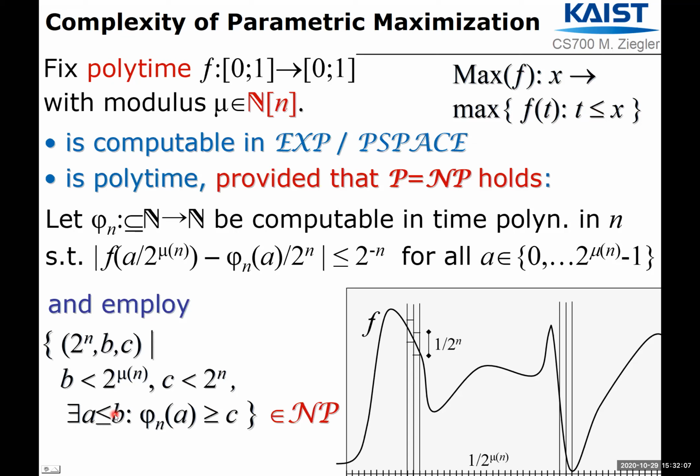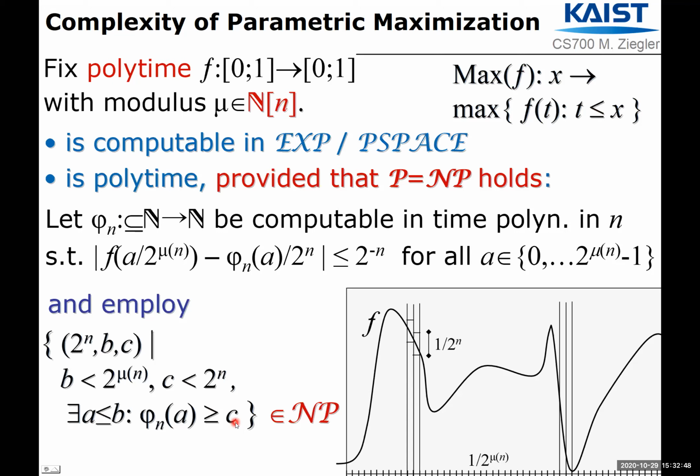B is the numerator of the bound 2 to the mu of n for all t, right? So b divided by mu of n, that's the approximation to the right-hand side bound. And then we wonder whether there exists an argument a where the value exceeds c. And if we can decide that, then we can make a binary search for c to find the threshold beyond which the argument exceeds c, and below it does not exceed c.